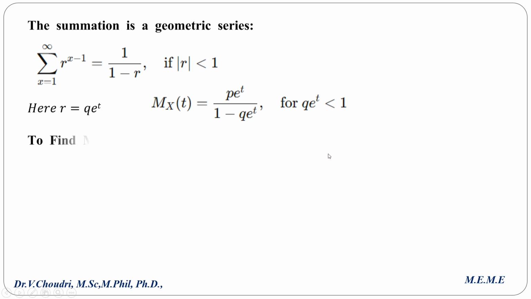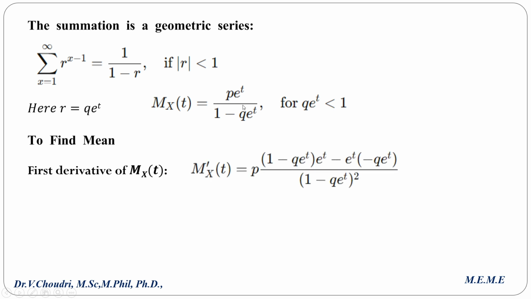Okay. To find the mean, we need the first derivative of M_X of t. Here M_X of t is available. I am taking this as u and this as v. Now, the differentiation uses the u by v formula. What is the u by v formula? The denominator is v square, and the numerator is v into u dash minus u into v dash.